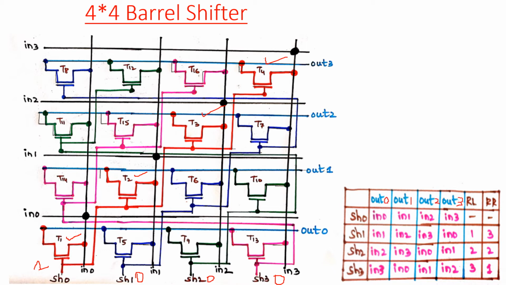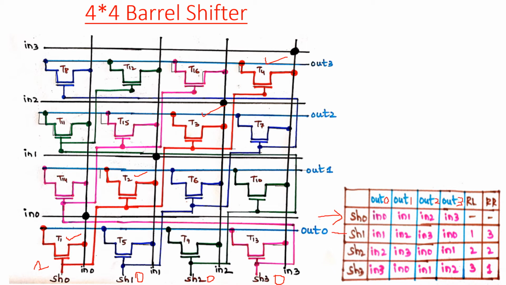Since T1 is on, input 0 is available on the output 0 line. You can observe the first case. If SH0 is 1, input 0 is available on the output 0 line. T2 is on, therefore input 1 is available on output 1. T3 is on, therefore input 2 is available on the output 2 line. T4 is on, therefore input 3 is available on the output 3 line.